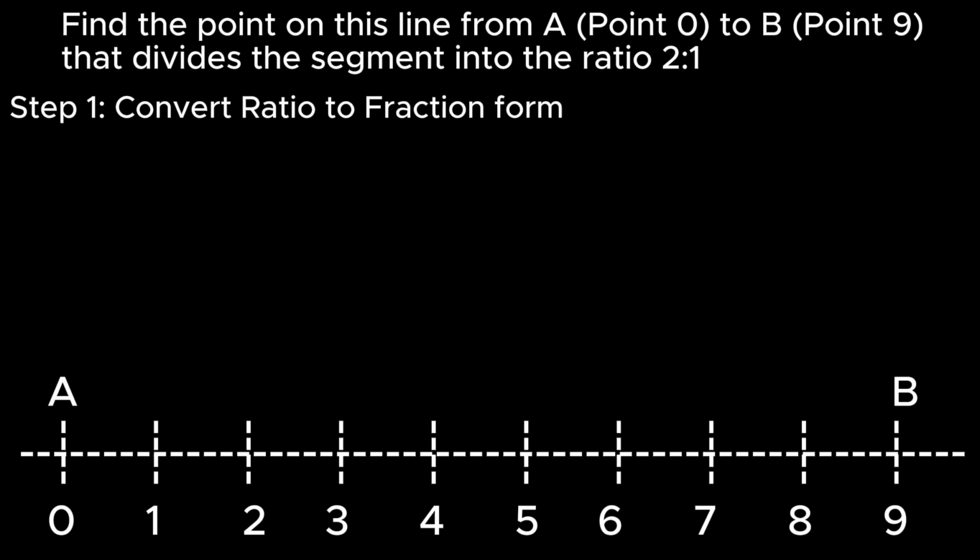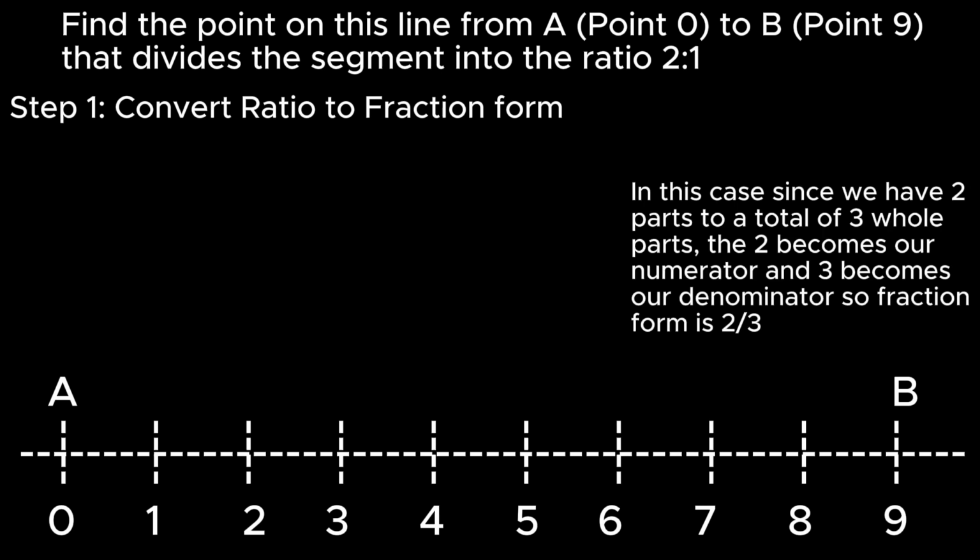To convert a ratio into a fraction, all you have to do is take the part you want to convert, which is the 2, and divide it by the whole thing. So just add up the numbers in the ratio. In this case, the numbers in our ratio are 2 and 1, so we add them up and we get 2 out of 3.